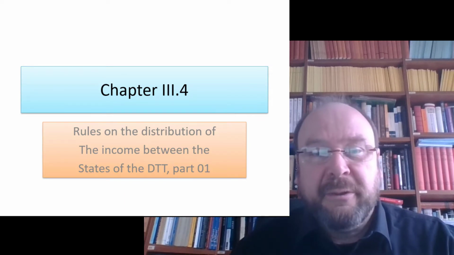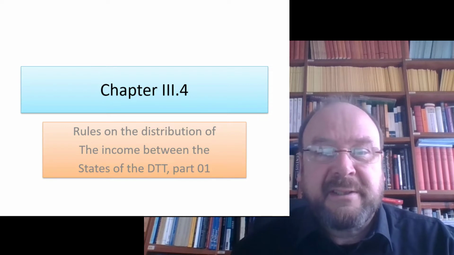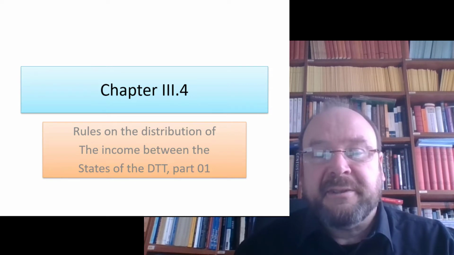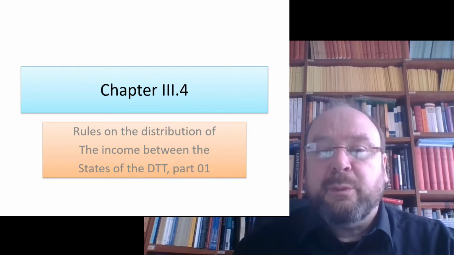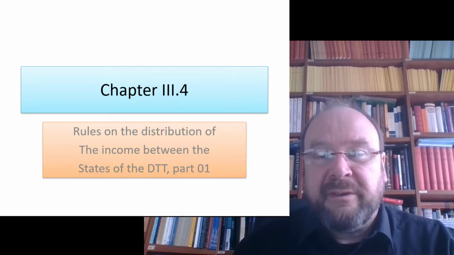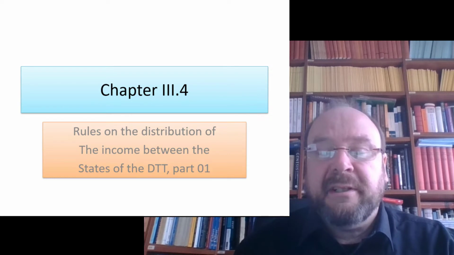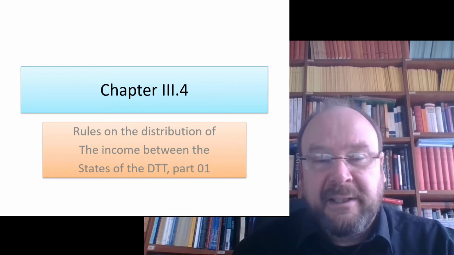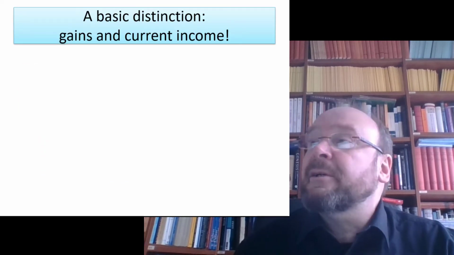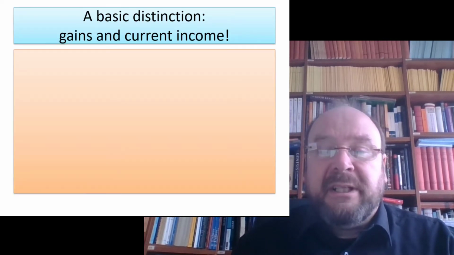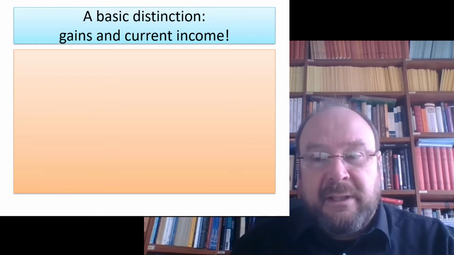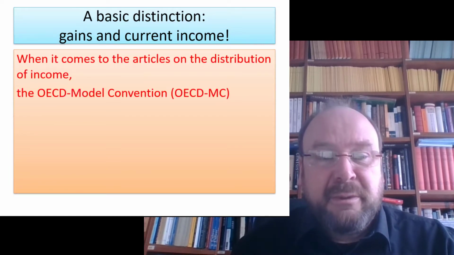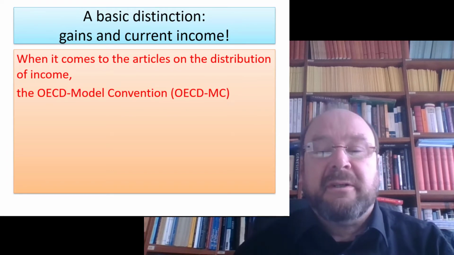Here is now a new chapter on the contents of the OECD Model Convention and comparable other double taxation treaties. And we are going to deal now with the concrete rules, and the beginning shall be how we treat the gain from selling different assets. So, when it comes to the articles on how the income is distributed between the two states in question, we usually rely on the OECD Model Convention.